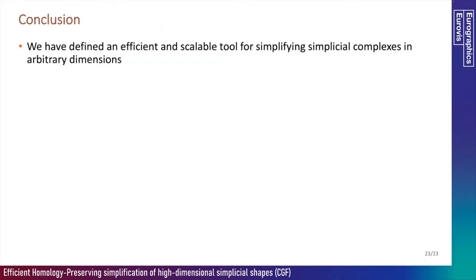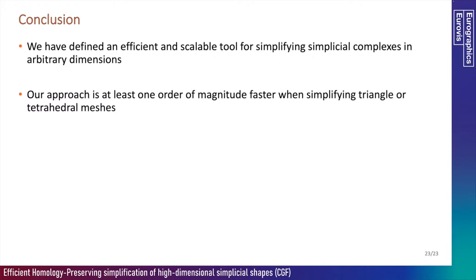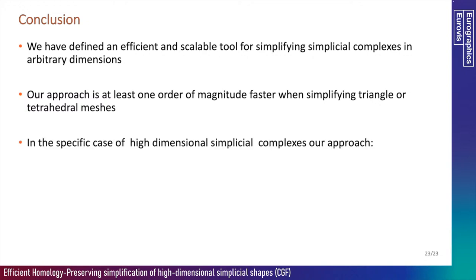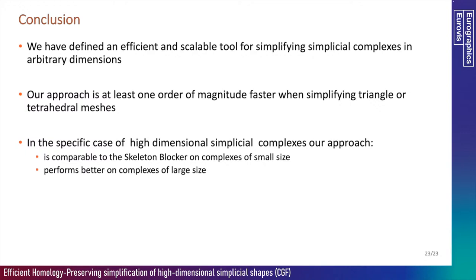To conclude, we've defined a new efficient method for simplifying simplicial complexes in arbitrary dimensions. We have proved that our approach is at least one order of magnitude faster when simplifying triangle or tetrahedral meshes, while specifically in high dimensional simplicial complexes, our approach beats the approach based on the weak link condition, which is not able to really scale on higher dimensional complexes, and it's comparable to the skeleton blocker when working on simplicial complexes of small size and becomes more efficient than it when scaling on bigger simplicial complexes.